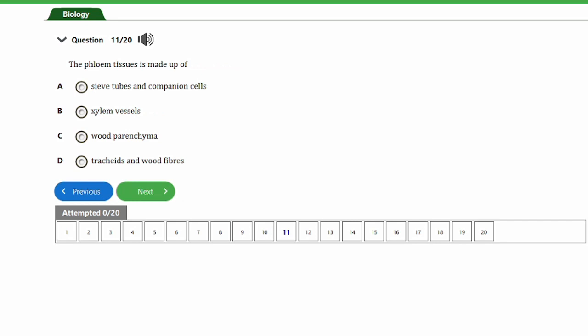So let's consider the next question. That's question number 11. It says, the phloem tissues is made up of A, sieve tubes and companion cells. B, xylem vessels. C, wood parenchyma. And D, tracheids and wood fibers. So guys, the answer to this question is option A, and that's sieve tubes and companion cells.